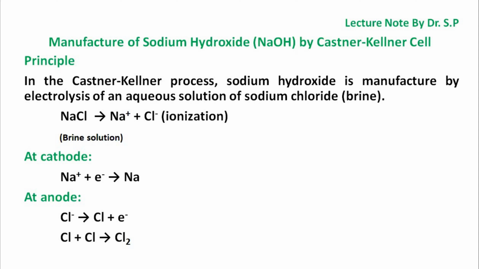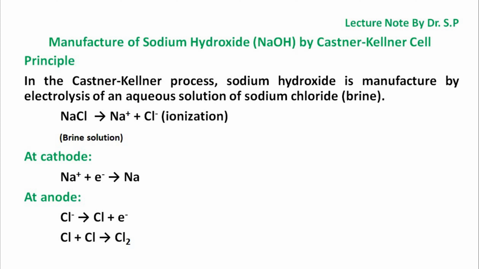Manufacture of sodium hydroxide, NaOH, by Castner Kellner cell. Principle. In the Castner Kellner process, sodium hydroxide is manufactured by electrolysis of an aqueous solution of sodium chloride, which is called brine. Here ionization of brine or sodium chloride takes place to produce sodium cation Na+ and chloride Cl- ion. It is shown in the reaction clearly.